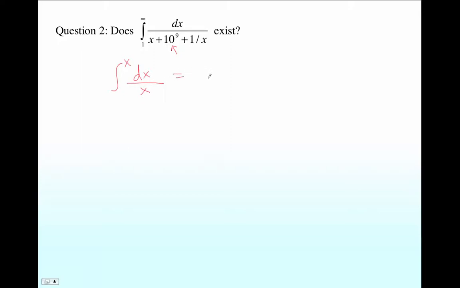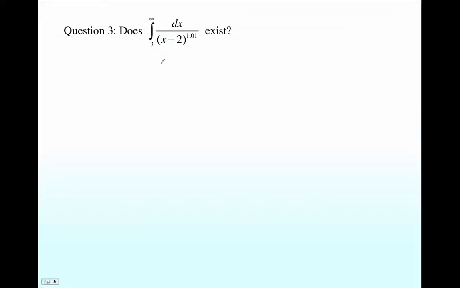Well, this integral is log of x. And log of x goes to infinity as x goes to infinity. So again, this integral does not exist.